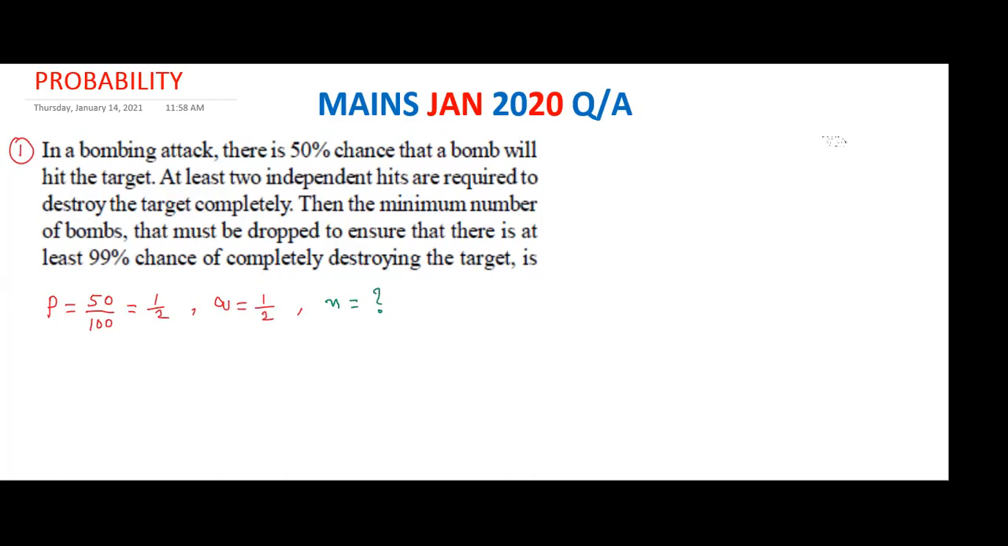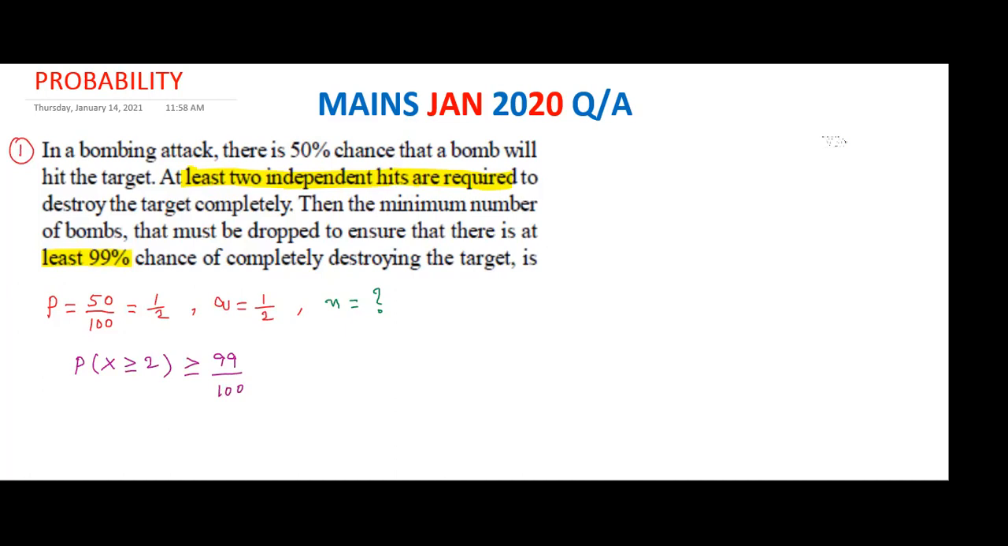Next, what we need to find is the number of bombs that must be dropped so that there is at least 99% chance of completely destroying the target. Here, at least two independent hits are required. At least two means, how do we write it, students? P of x greater than or equal to 2. At least 99% is given, that means greater than or equal to 99%. We can write that as 99 by 100.